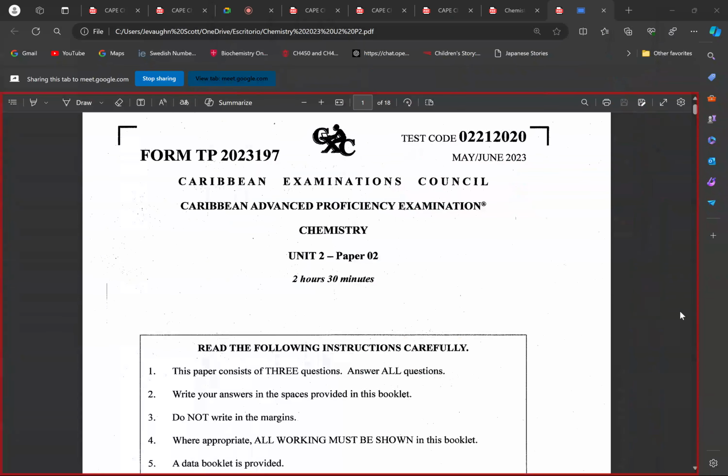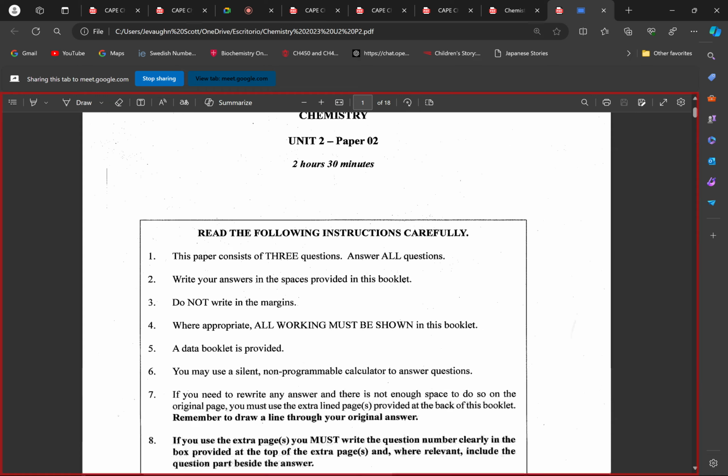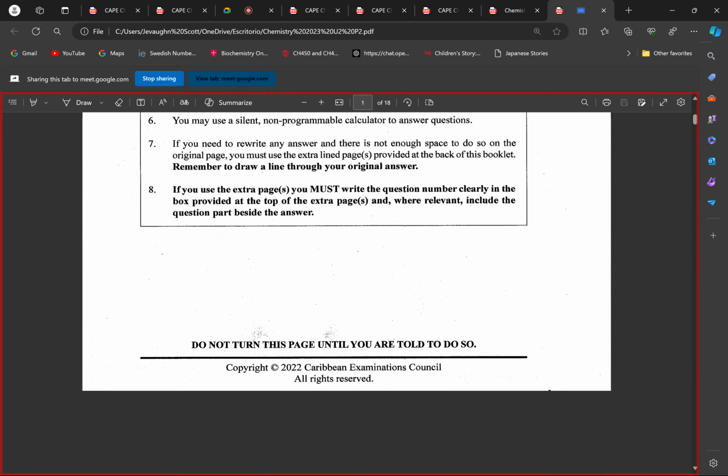So guys, it's focus. So the CAPE Chemistry Unit 2 Paper 2 for 2023. Let's begin.